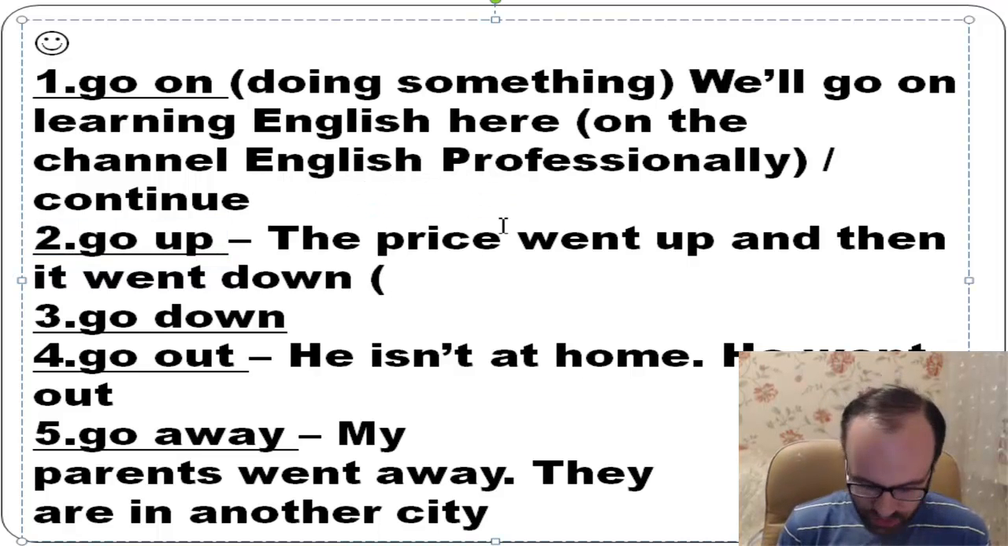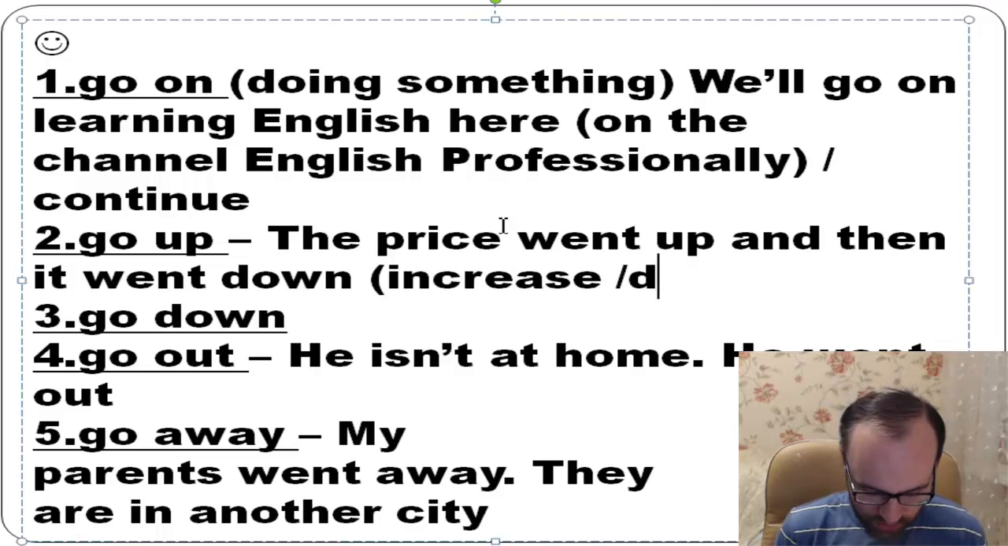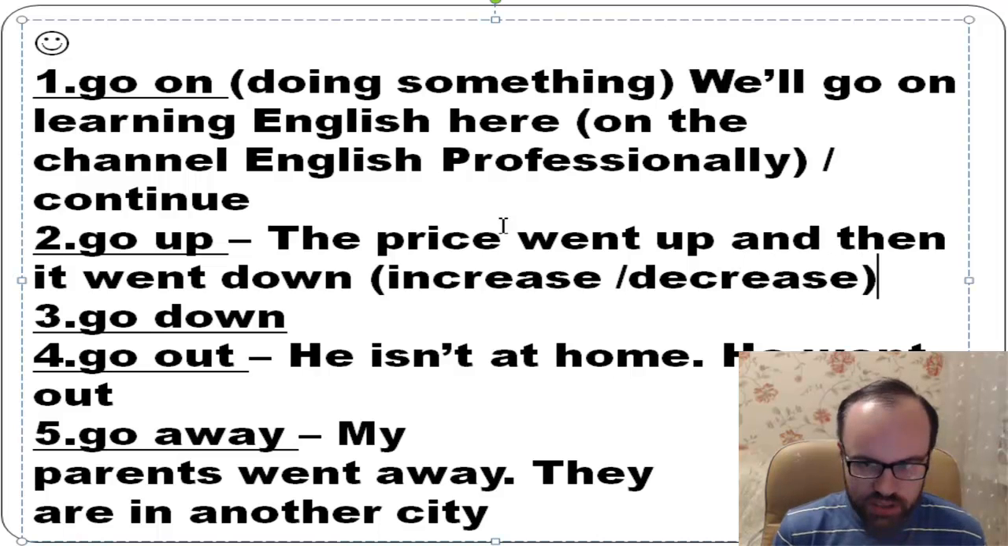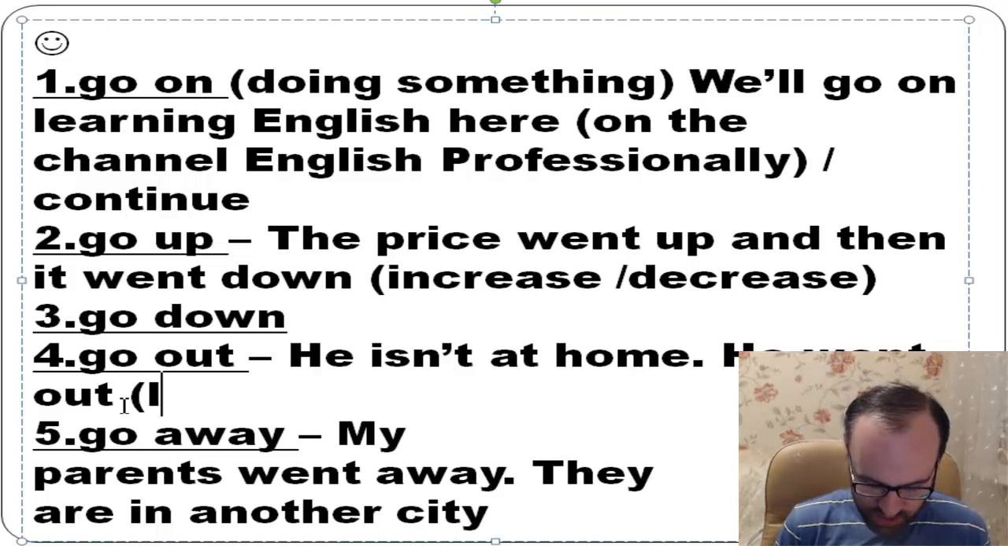So go up means increase, and go down means decrease. The price went up and then it went down. For example, it was $50. It went up, so it became $60, and then it went down. It became $55. Okay, go out. He isn't at home. He went out. Go out means leave home.